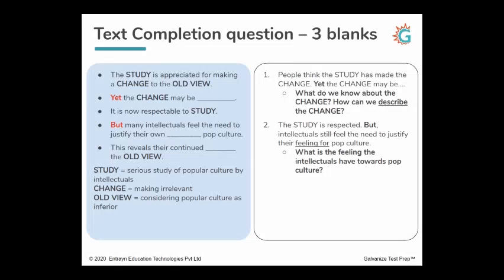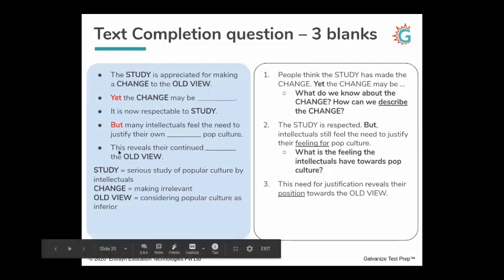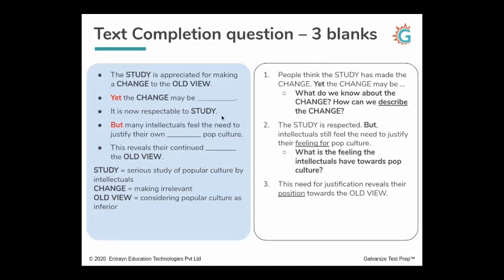Now the third question, the need for justification. This refers to this whole action. It is now respectable to study, but many intellectuals feel the need to justify their own blank popular culture, their feeling for popular culture. This whole phenomenon reveals their continued blank of the old view. Now again, blank, when I say of the old view, right? So the blank will not be filled with a naming word, an action word, or a describing word. So it must be filled with a phrase.